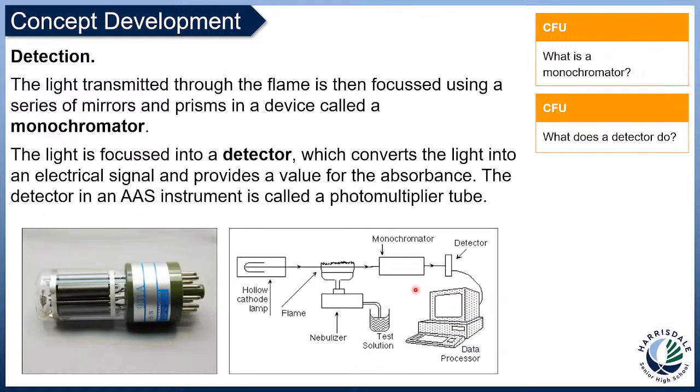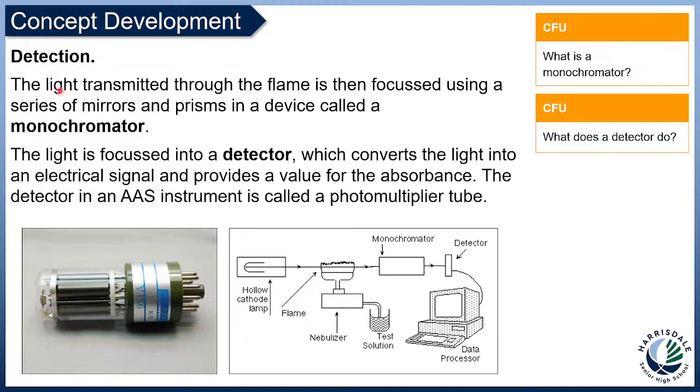Let's keep going. Detection. At the end of this, the light that is going through the flame. So remember, back here you're going to have a certain amount of light, but some of it is absorbed in the flame, and at the end you're going to have less light than back here. Once the light gets to the monochromator, it makes sure that you are looking at a specific wavelength. It's going to sort of refine the wavelengths of light that are going to end up on the detector.